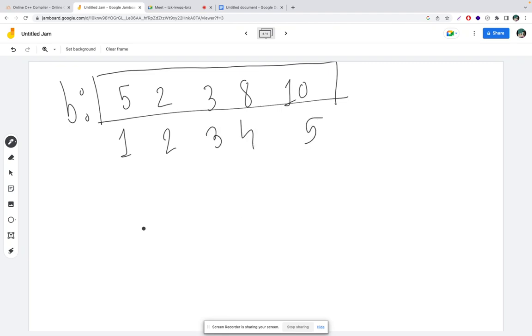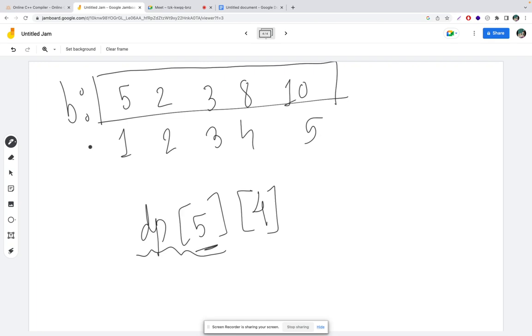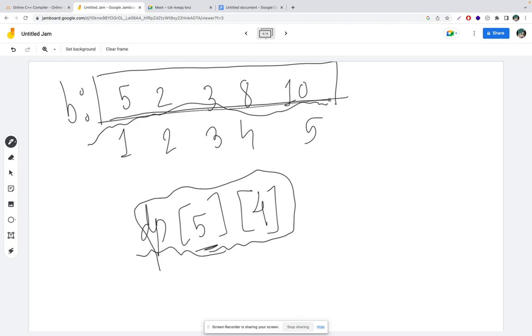Now if a guy comes to you and tells you, tell me the value of DP of 5 of 4. He's asking a yes or no. 5 means what? First five elements. He's asking if you consider the first five elements, is there any subset with the sum equal to 4? Guys, please write in the chat. I am not asking Raj. Can anyone from the chat tell me, is there a subset in this array whose sum is equal to 4? Yes or no? That will be the answer of DP of 5 of 4.